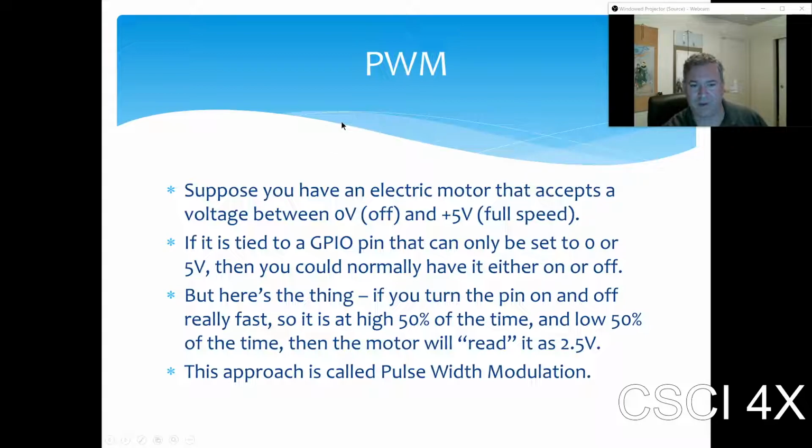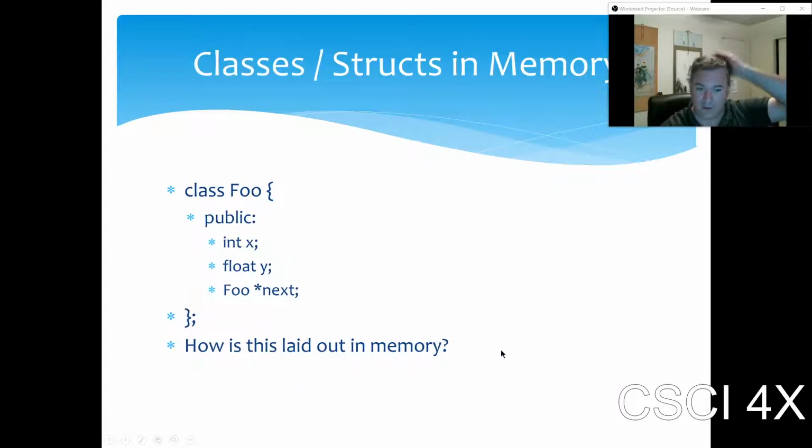PWM, yep. So if you turn your pin high to 5 volts half the time and low to 0 volts half the time, it'll effectively be 2.5 volts. All right, classes in memory. We kind of talked about this before. So this guy's at offset 0, this guy's at offset 4 bytes, this guy's at offset 8 bytes or something like that.